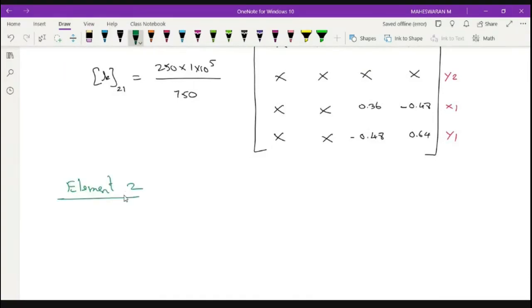So element 2. I think I have not considered this. We have not included it. Sorry.